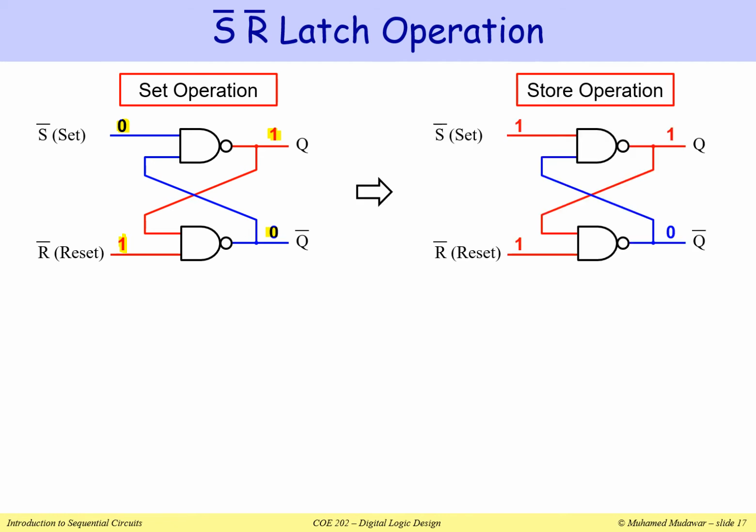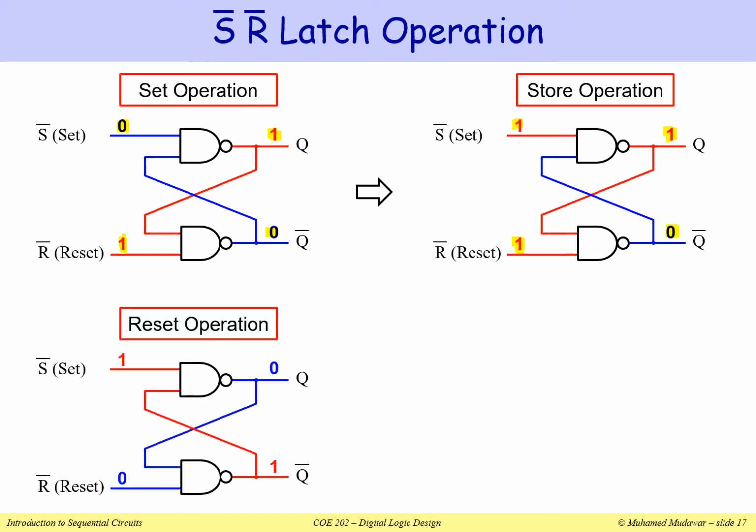Now suppose that after we do a set, both S bar and R bar are equal to 1 and 1. The values of Q and Q bar will be unchanged. So we are storing the values of Q and Q bar. There is no change in the outputs Q and Q bar, so this is my store operation.